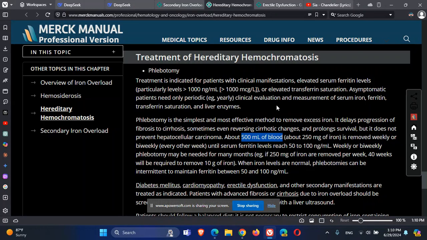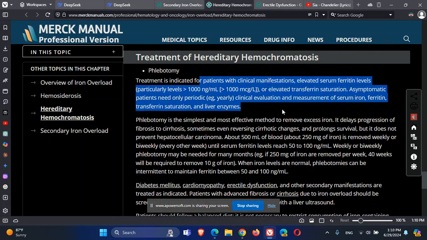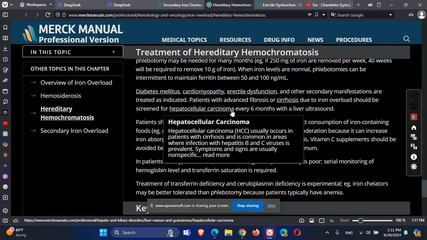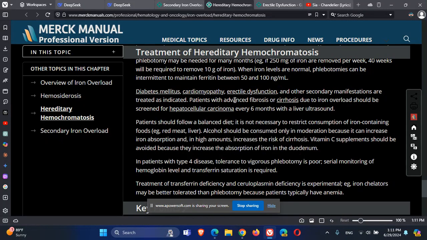Okay, so those are the indications to start phlebotomy: elevated ferritin levels and elevated transferrin saturation with clinical manifestations. But if asymptomatic, it's better to consider just monitoring them. Okay, so we talked about phlebotomy, and it's a very good way to treat this.